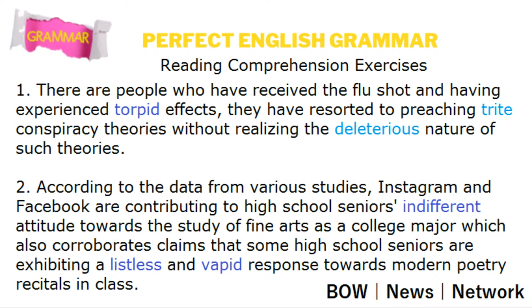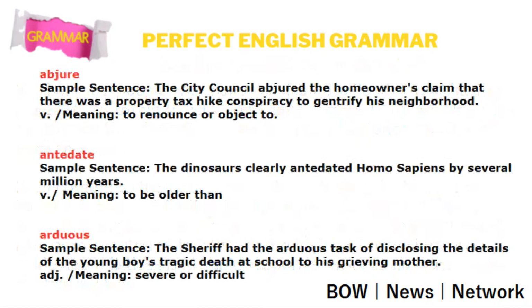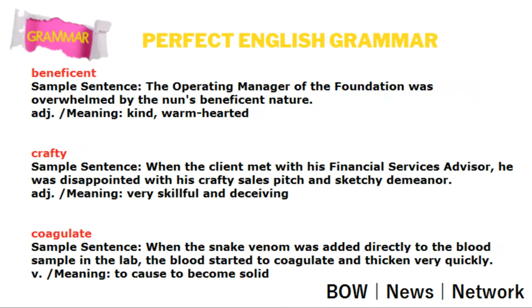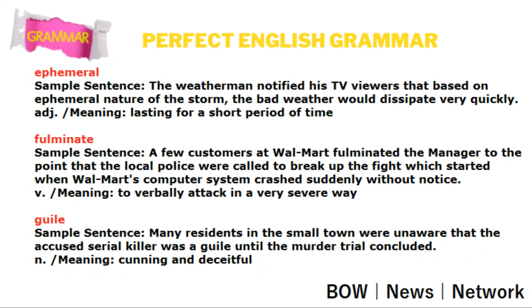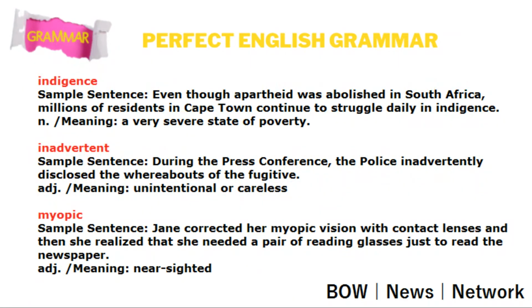And of course, we covered 12 new words: abjure, antedate. We covered coagulate. These are very common words on standardized exams. It's good to know them. Best way to remember them, of course, is by looking at their sample sentence, because then you'll be able to recall how it was used, and you'll probably most likely remember it for the exam. And then we have our set here: indigence down to myopic.